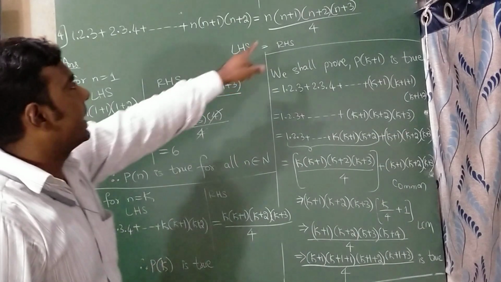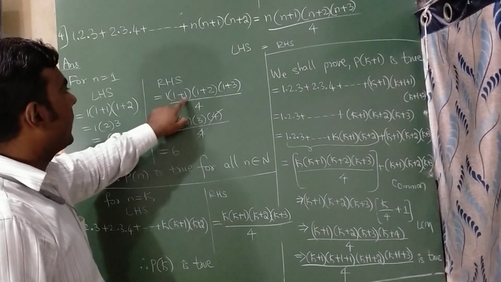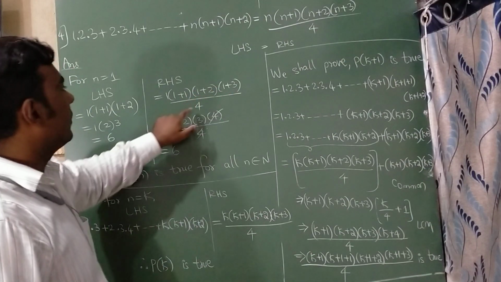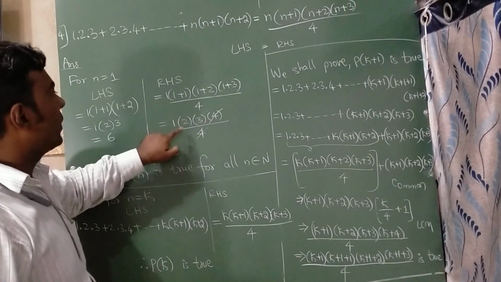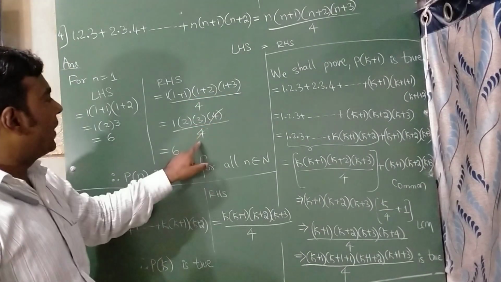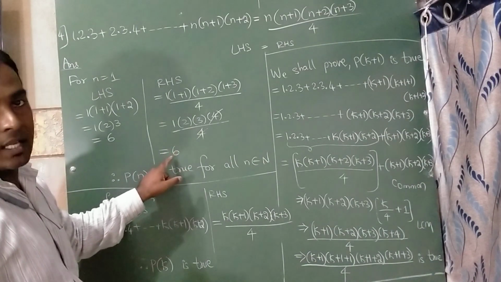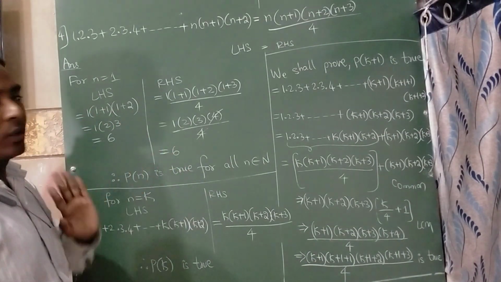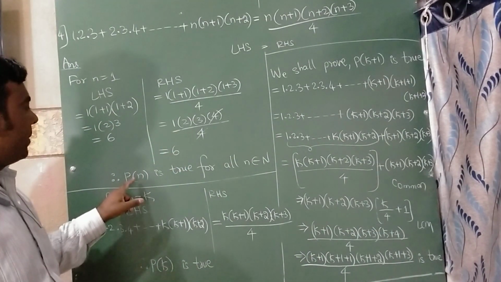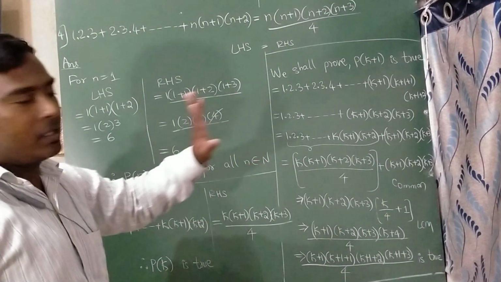In the RHS part, wherever there is an n, I am going to substitute 1. So 1 plus 1, 1 plus 2, 1 plus 3 divided by 4. 1 plus 1 is 2, 1 plus 2 is 3, 3 plus 1 is 4, divided by 4. 4 and 4 get cancelled, 2 3s are 6, 6 1s are 6. So LHS is equal to RHS. Fine. Now P of 1 is true.